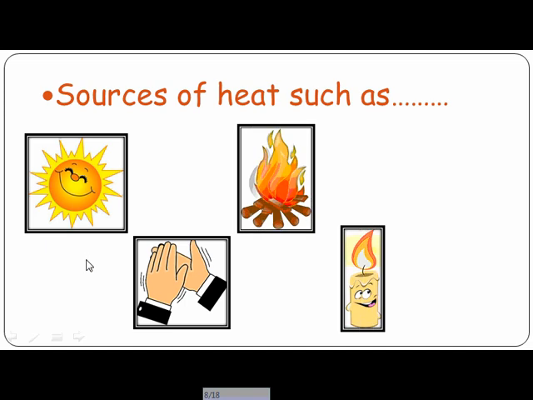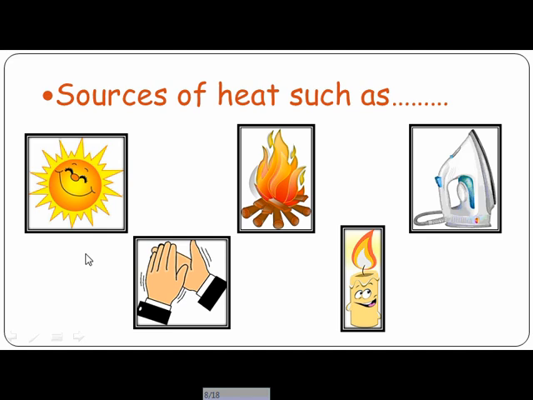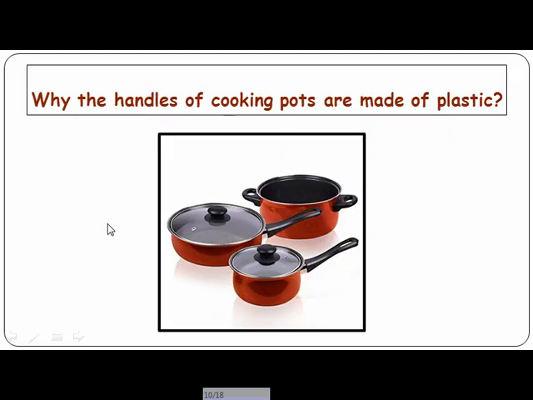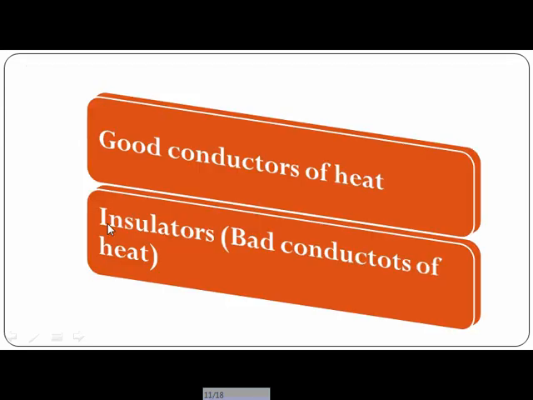Number 3, fire. Number 4, electricity. When you connect the iron to electricity, it gives you heat energy. Now, what do you feel when you touch a spoon in a hot mug? Can you feel the heat? Or why are the handles of cooking pots made of plastic?